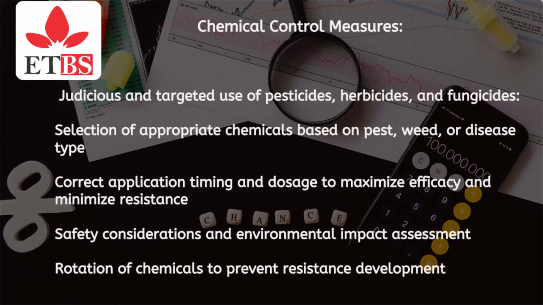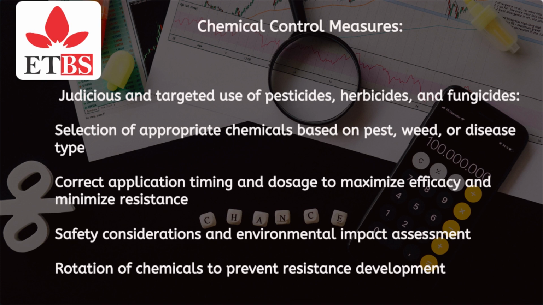Chemical control measures. Judicious and targeted use of pesticides, herbicides, and fungicides. Selection of appropriate chemicals based on pest, weed, or disease type. Correct application timing and dosage to maximize efficacy and minimize resistance. Safety considerations and environmental impact assessment. Rotation of chemicals to prevent resistance development.